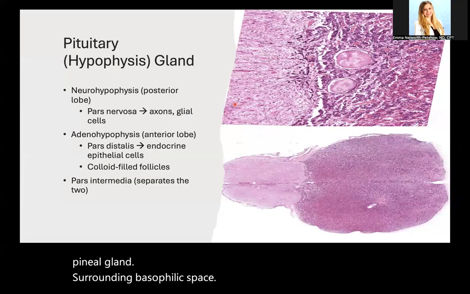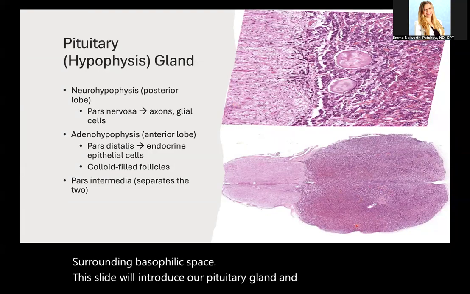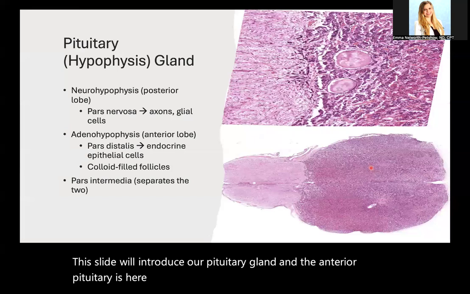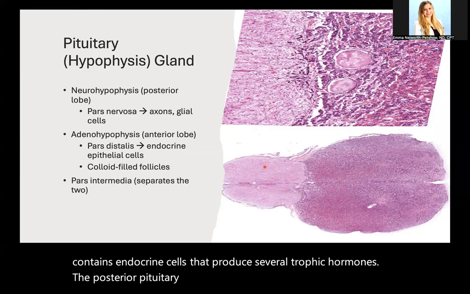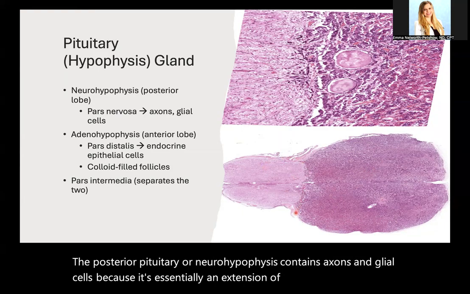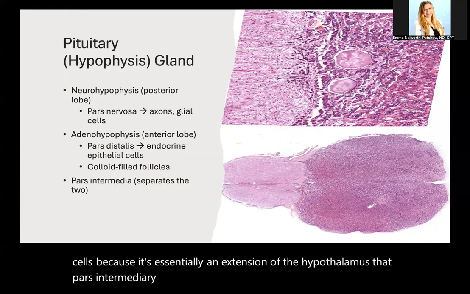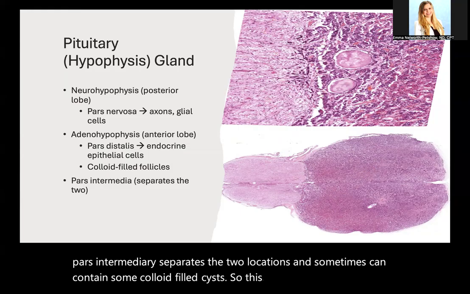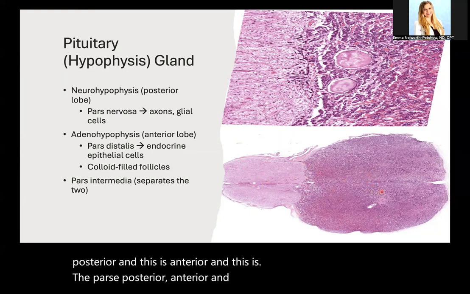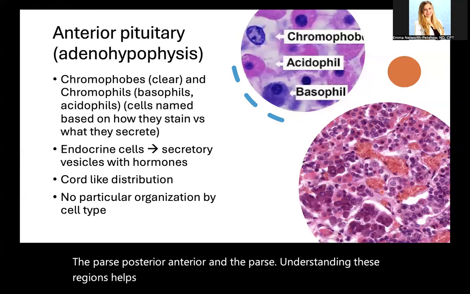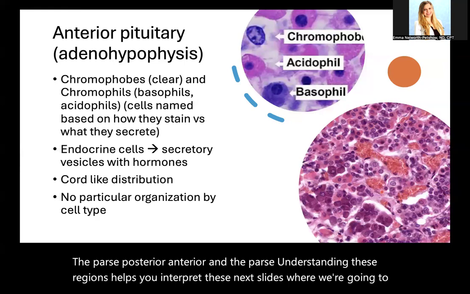This slide will introduce our pituitary gland, and the anterior pituitary is here, the adenohypophysis. This is epithelial in origin and contains endocrine cells that produce several trophic hormones. The posterior pituitary, or neurohypophysis, contains axons and glial cells because it's essentially an extension of the hypothalamus. The pars intermedia separates the two locations and sometimes can contain some colloid-filled cysts. So this is posterior, and this is anterior, and this is the pars. Understanding these regions helps you interpret the next slides, where we're going to look more closely at distinct cell populations.